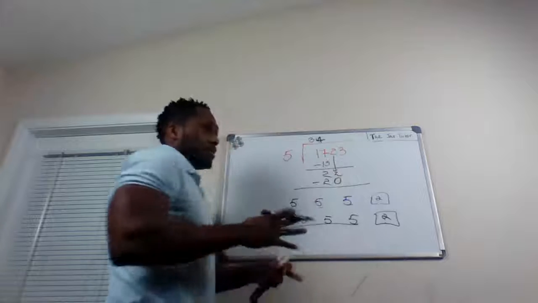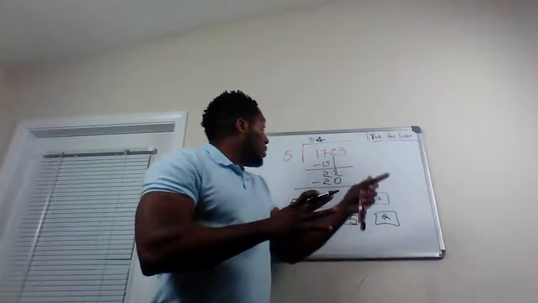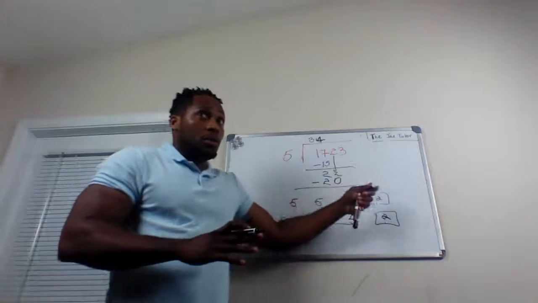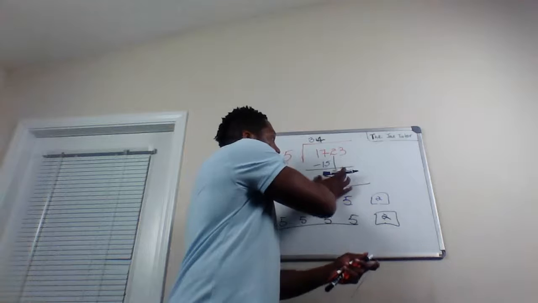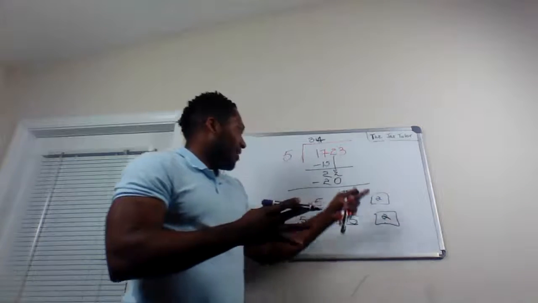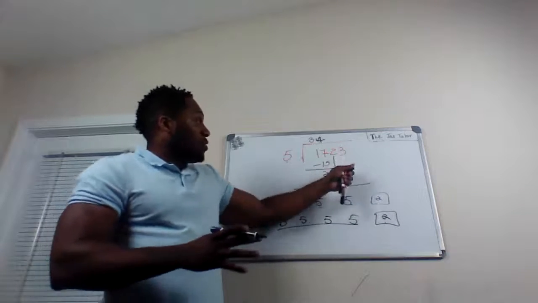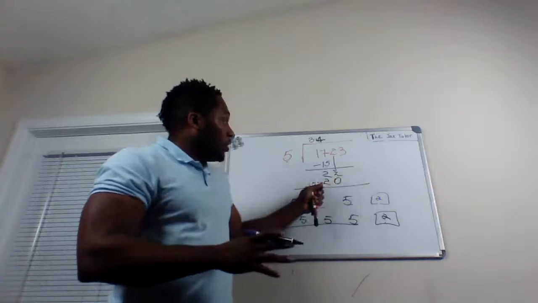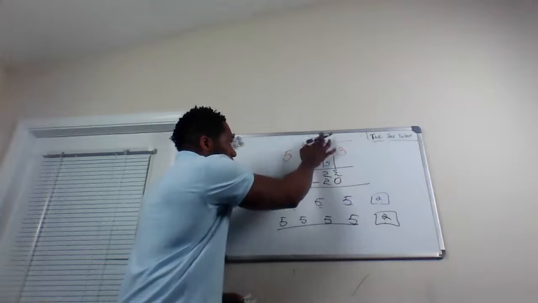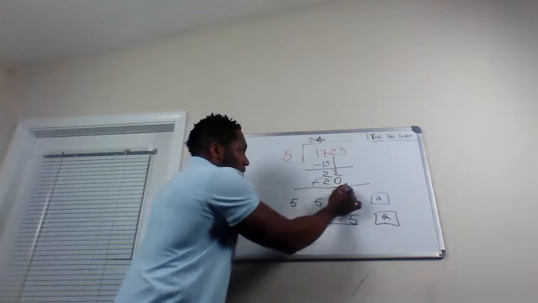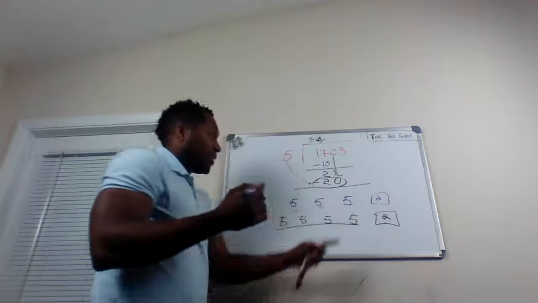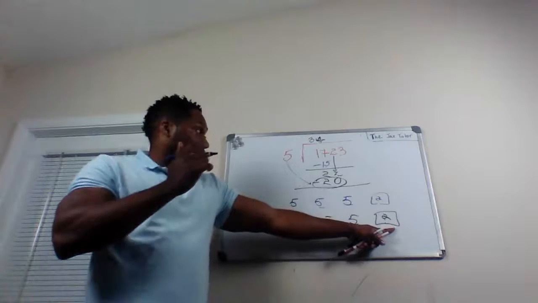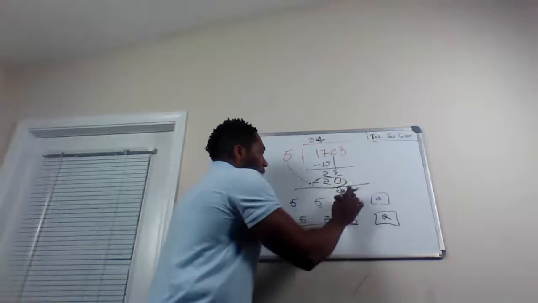So there's 4 5s in 22. 4 times 5 gives me 20. This 20, I put it right here, and I put a negative sign on it because I'm going to take that away from 22, since I need a remainder. The remainder is going to give me 2. And you do the same thing. You keep doing the same thing until you finish.